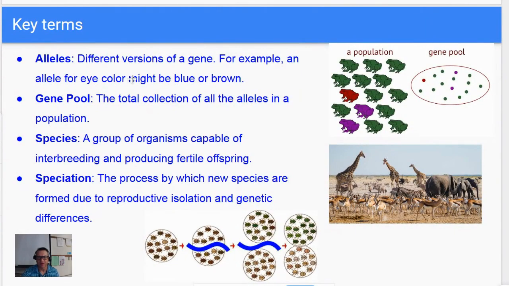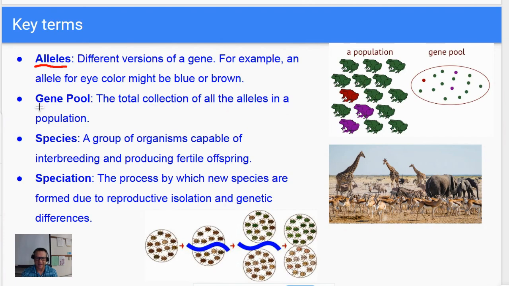All right, some key terms for your notes. Definitely want to write these down. The first one is alleles. We should know this by now. These are the different versions or forms of a gene. For example, there are alleles for eye color. There's blue-eyed alleles, there's brown-eyed alleles. For these frogs, obviously there's green skin alleles, there's red skin alleles, there's purple skin alleles.